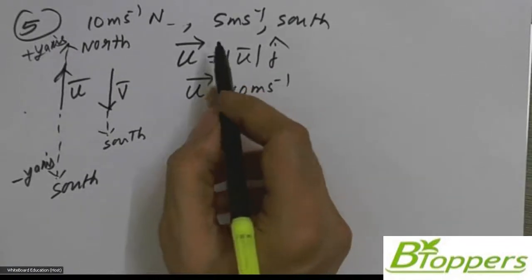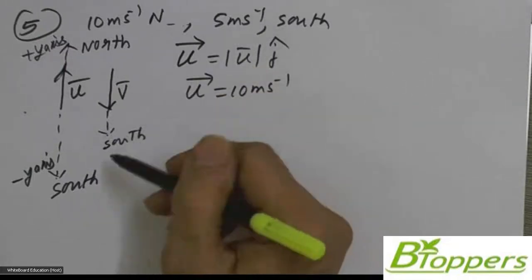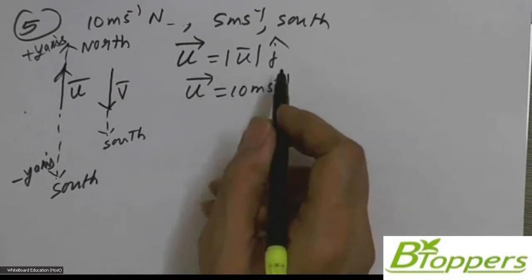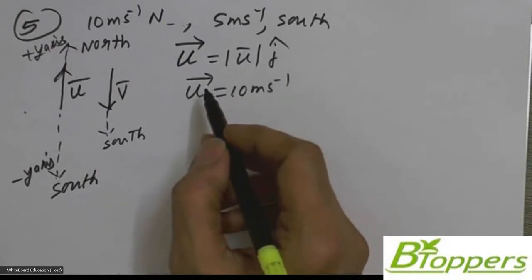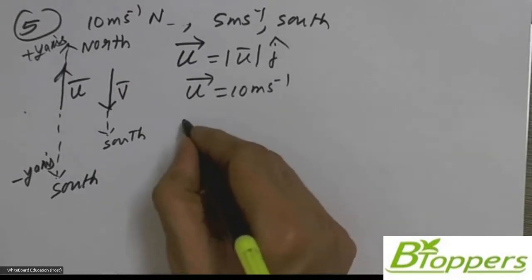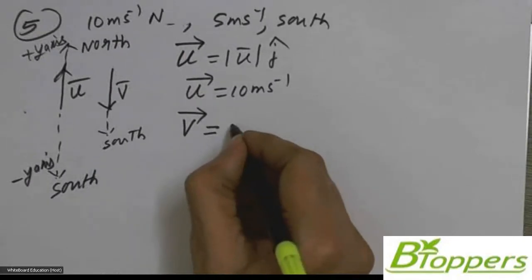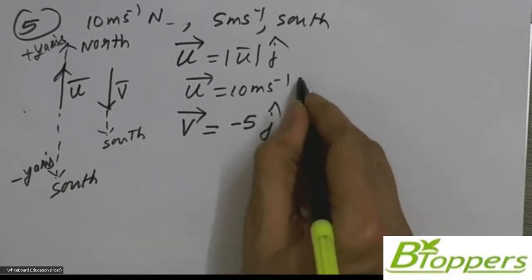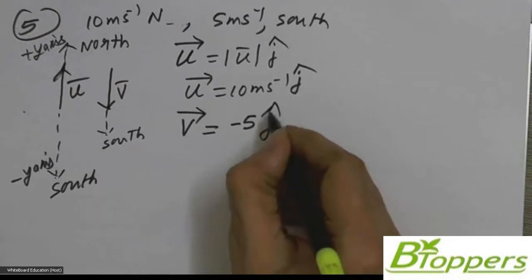The final velocity vector has a magnitude of 5 meter per second directed towards south. Towards south means in the negative y direction. The unit vector along the positive y direction is denoted by j cap. The unit vector along the negative y direction will be written as minus j cap. So the final velocity of the particle, denoted by v bar, can be written as minus 5 j cap. Here u bar is equal to 10 j cap meter per second, and v bar is equal to minus 5 j cap meter per second.